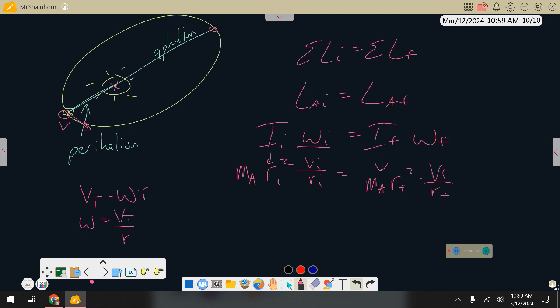What nice cancellations happen? Close. Be a little bit more specific here. Well, the radius on the bottom cancels. One of the radiuses cancels, sure, on both sides. And I cancel out the other two in both terms. Sure, we've done both the radiuses. What else cancels? Mass. Mass cancels because it's the same on both sides, leaving us with this interesting equation.